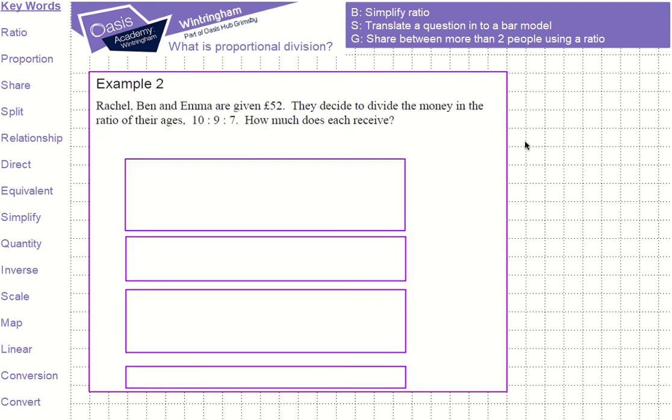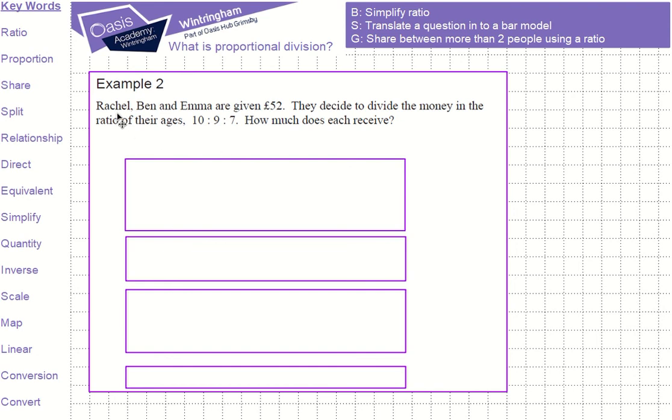Okay, example number 2. This question is slightly different because now we've got 3 people and 3 parts to our ratio. Rachel, Ben and Emma are given £52. They decide to divide the money in the ratio of their ages, 10, 9, 7. How much does each receive?